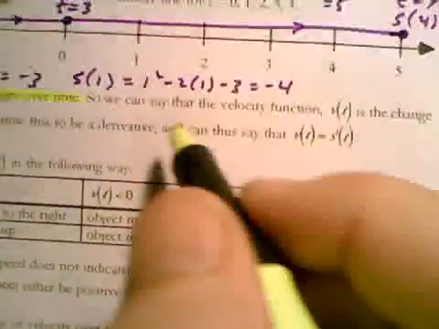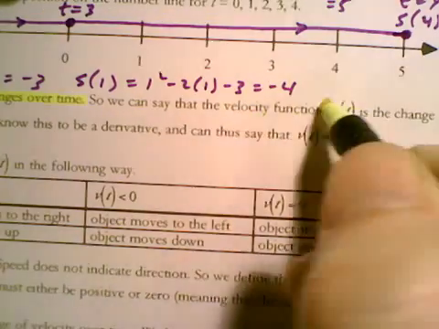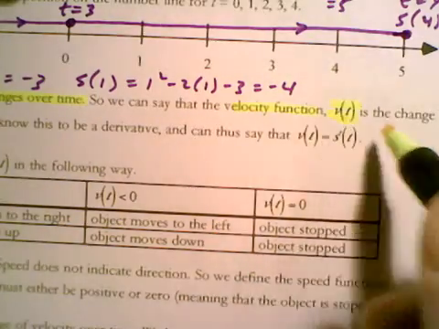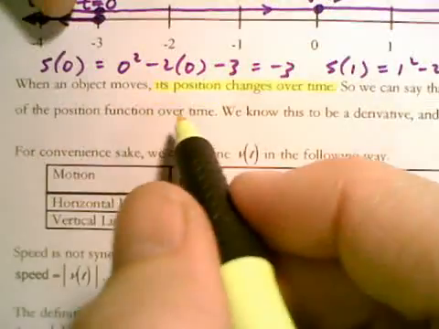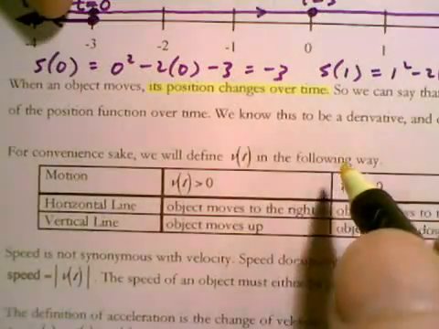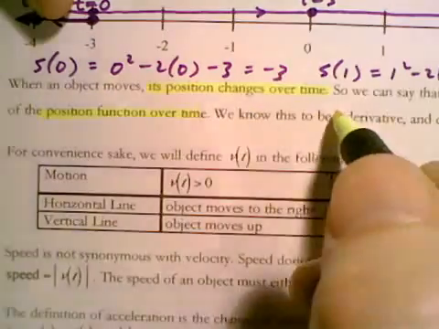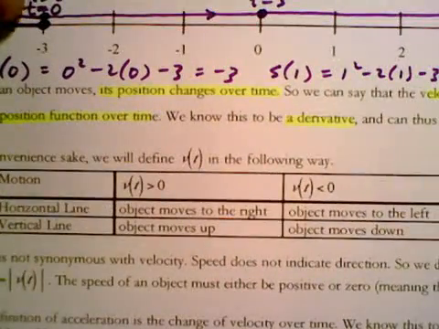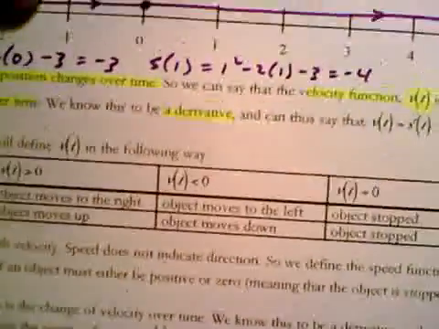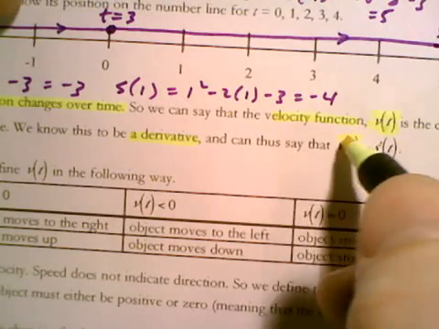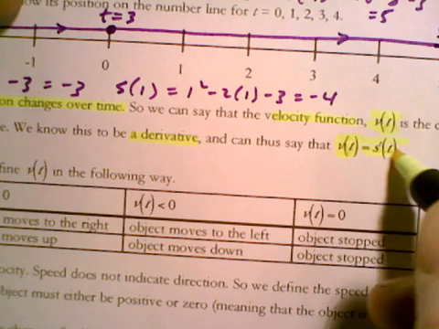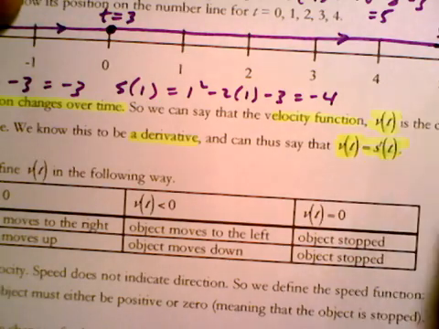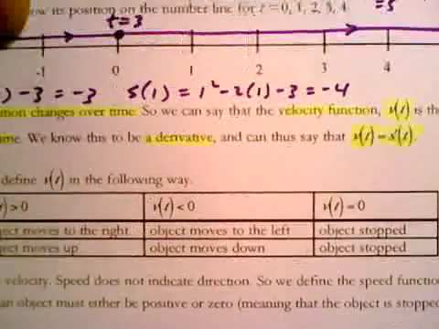It means that we can say that the velocity function v of t is the change of position over time. Okay, and the change of position over time is called the derivative. The derivative is a rate of change. And so we are defining now that the velocity of this object is the derivative of the position, the rate at which the position changes over time.